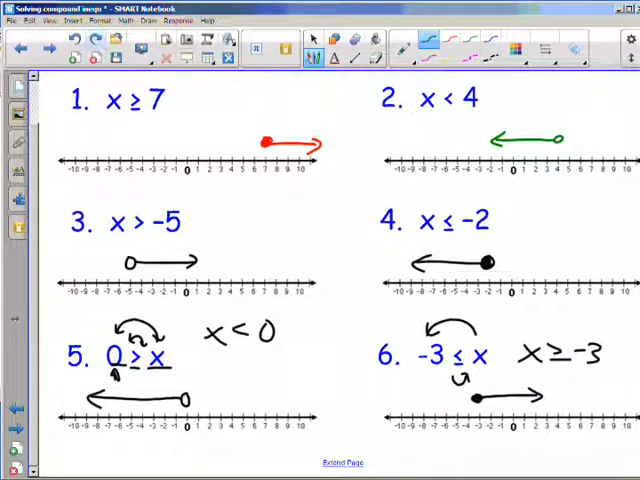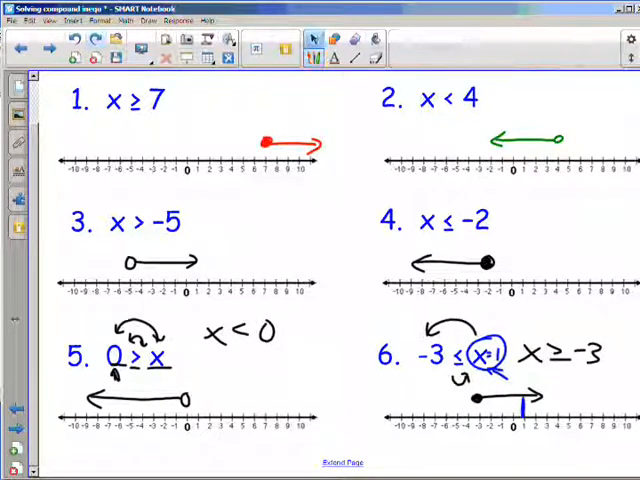If I pick a value that is somewhere along this line, for instance 1, and plugged it in here for x, is -3 less than or equal to 1? Sure it is. In fact, all the way down to -3. Okay.